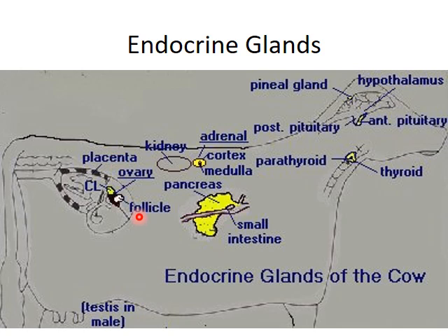We also have endocrine glands here related to reproduction. We're going to let Professor Marshall take care of those for you. So placenta, ovary, follicle, CL, testis in the male, that's all going to be in a repro class somewhere else. So we're going to focus on this half of the animal.